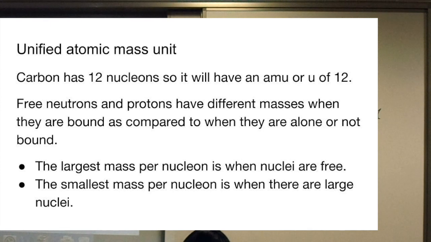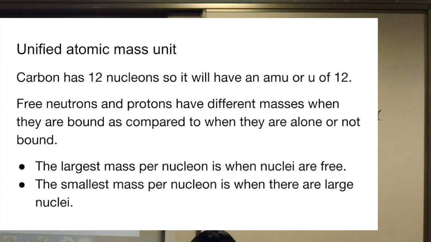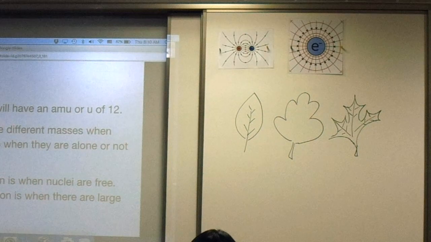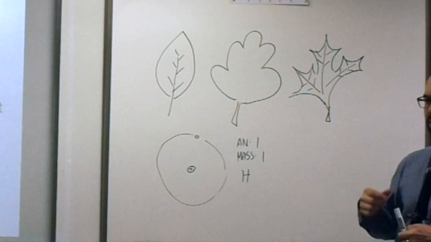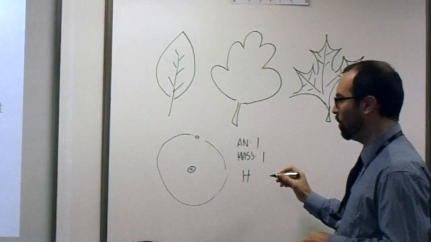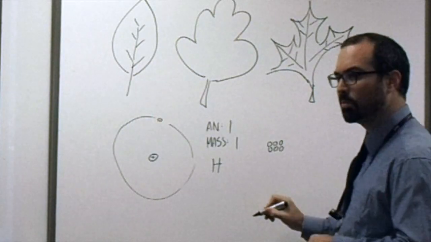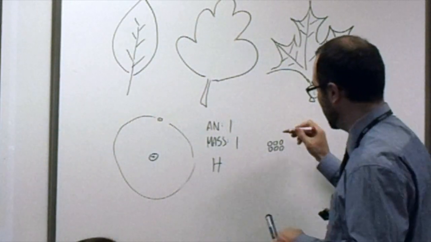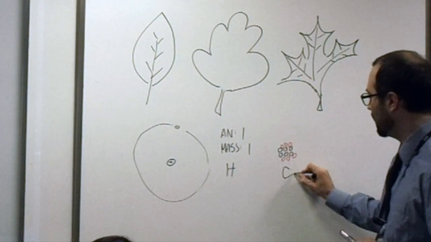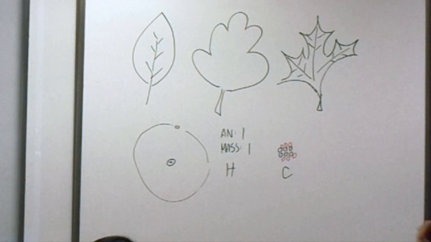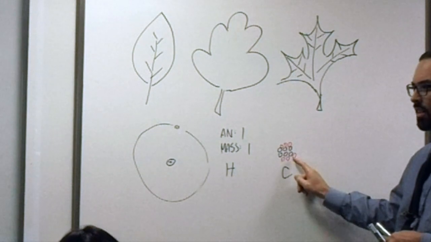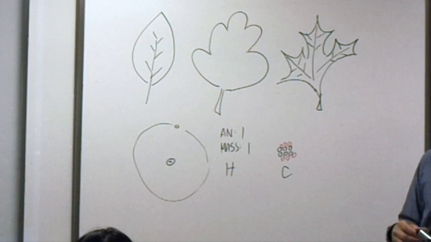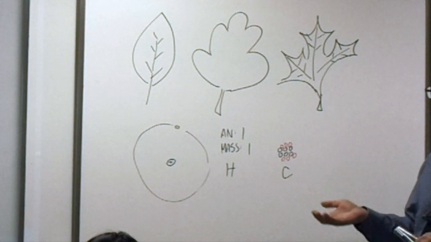Strange thing about AMU is that free neutrons and protons have different masses when they're bound as compared to when they are alone or not bound. So here we have hydrogen with an electron. But what I'm telling you is that if I put a proton together with 6 protons and 6 neutrons, then what do we have here? Now we have carbon, right? But what I'm going to tell you now is that each of these protons weigh a little bit less when they're here in this configuration as when they're here. Their mass is a little bit less.